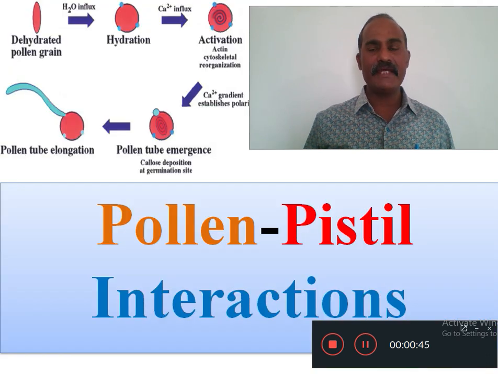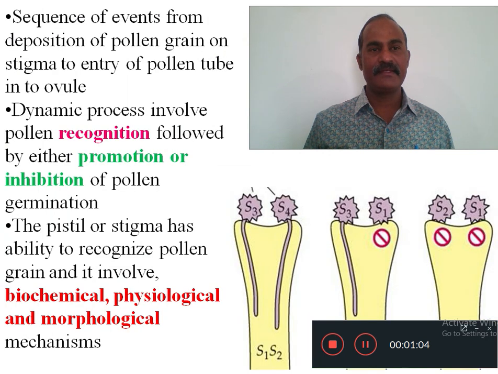So today we are going to discuss a very important concept in angiosperms, and obviously it is pollen-pistil interaction. Because we know in the last video we have discussed the process of pollination, and once the pollination is over, the next phase is going to be the pollen-pistil interaction. Now actually the sequence of events from deposition of pollen grain onto the stigma of gynoecium to the entry of pollen tube within the ovule, the entire sequence of events, these are described as pollen-pistil interaction.